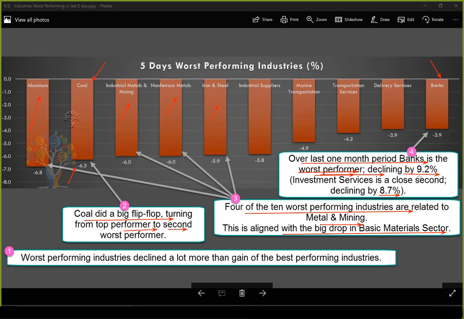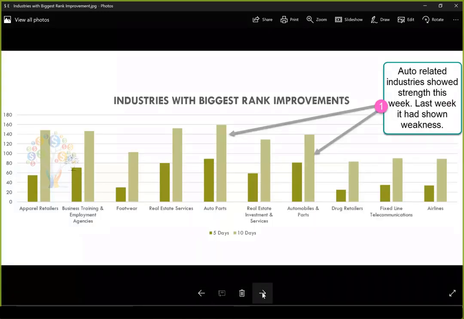In the last 1 month, again, banks is the worst performing industry group. We also look at the industries with the biggest rank improvement. One interesting thing we see here is that this week, auto part and automobile related industry groups have come in this list, whereas these were showing weakness last week. So some amount of flip-flop is visible this week also, not as much as in the last several weeks.